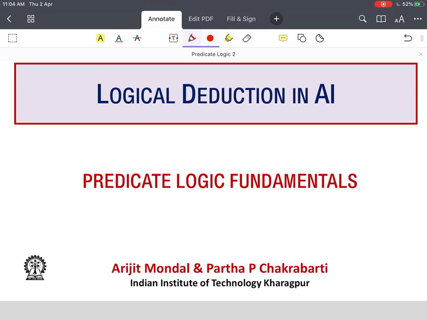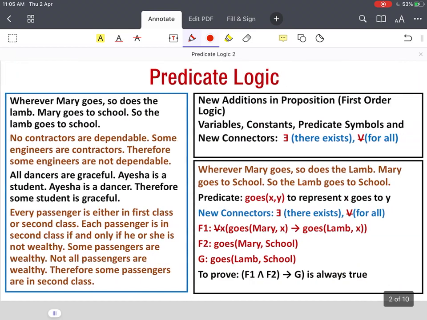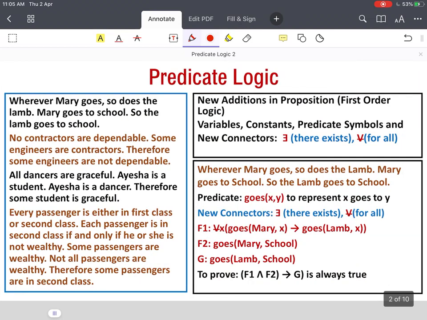Hello everybody. We now move on to the second lecture on logical deduction in artificial intelligence. In the first lecture, we discussed how we progress from propositional logic or Boolean logic to first order logic or predicate logic. And now we shall see in a little more detail what are the basics and the tenets, and the ways in which we work out predicate logic.